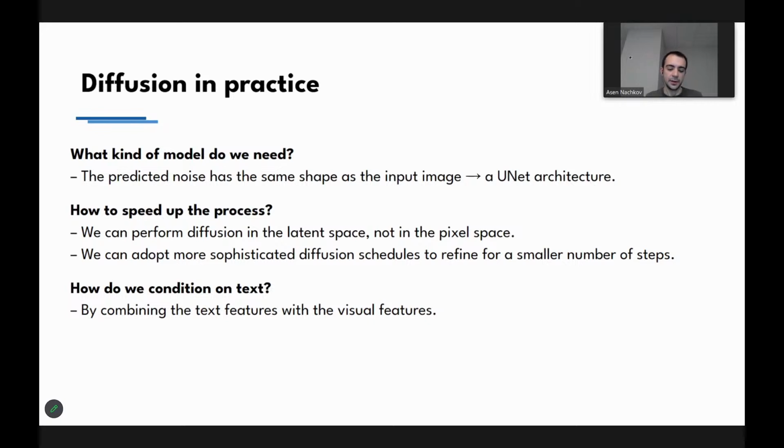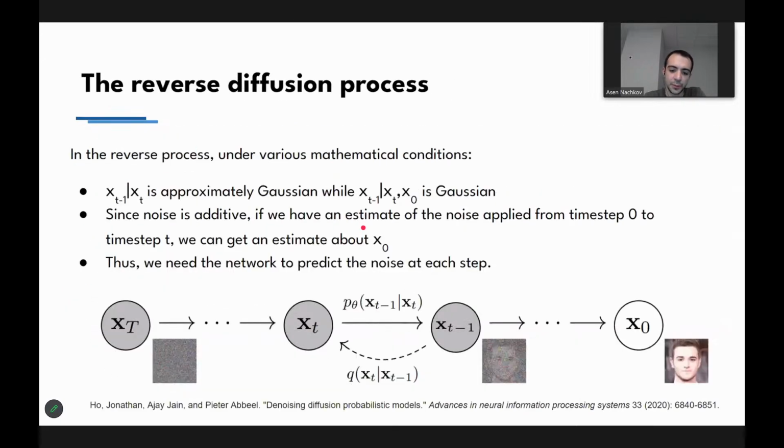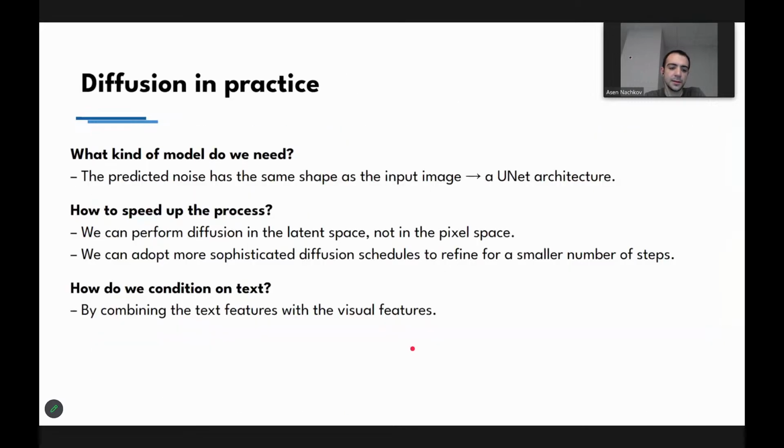So it's typically of the same shape as the image, which forces us to use a UNet architecture or some kind of autoencoder, but a UNet is very, very standard. It's also a slow process at test time. So we can use various tricks like doing diffusion in the latent space or adopting a more sophisticated schedule, which can in principle skip some of these steps. However, this is more of a research question, how to do it in a way that's efficient.